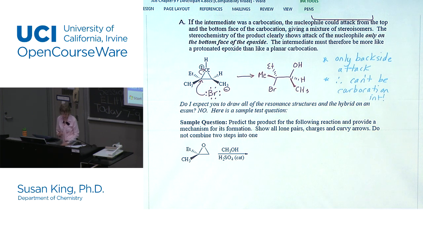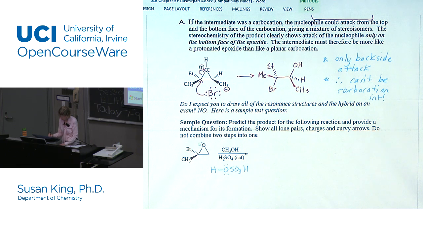Okay, so let's look at that. Sample question: predict the product for the following reaction and provide a mechanism for its formation. Show all lone pairs, charges, and curvy arrows. Do not combine two steps into one. So let's do this. Now I can write H2SO4 or I can write H3O plus catalytic, doesn't matter. Let's do it with what we have right here.